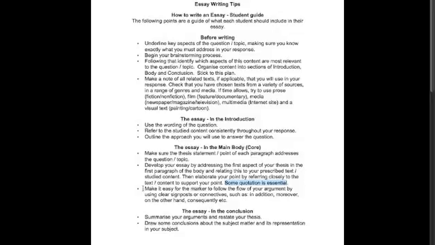Please make it easy for the marker to follow the flow of your argument by using connectives such as in addition to or moreover, on the other hand, consequently, etc. All right.